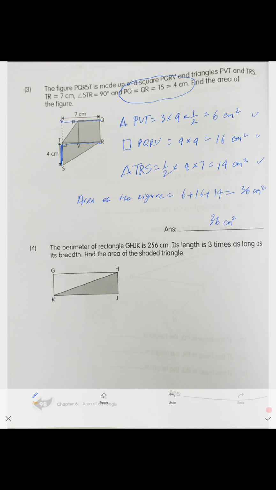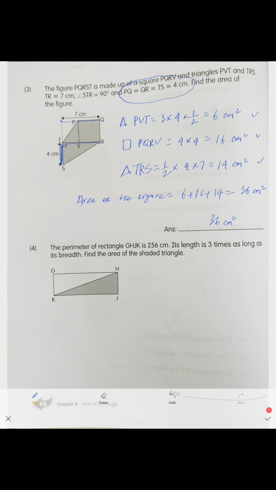What is perimeter? If you remember from the previous year maybe, perimeter is the sum of the whole side. So this side plus this side plus this side plus this side. If you add up all the sides, KG, GH, HJ, and KJ, this is called the perimeter. So the perimeter of the rectangle, they said 256 centimeters. Its length is 3 times as long as its breadth. Find the area of the shaded triangle.